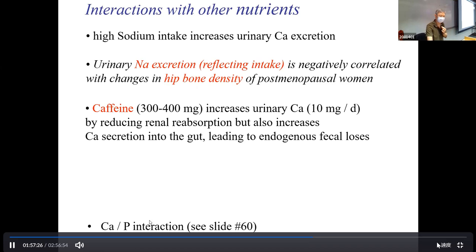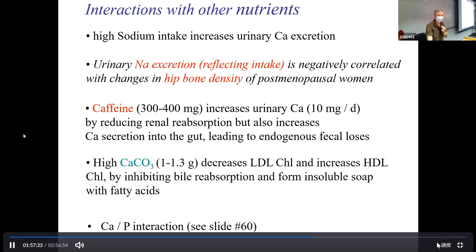Then we will talk about calcium-phosphorus interaction later, and that is referred to the other slide, which is number 60. And for this one, this is just something for you to know, because we are not going to have enough time to spend on it. So if you are taking calcium supplement in the form of calcium carbonate, then it will decrease your LDL cholesterol and increase HDL cholesterol, which presumably is good.